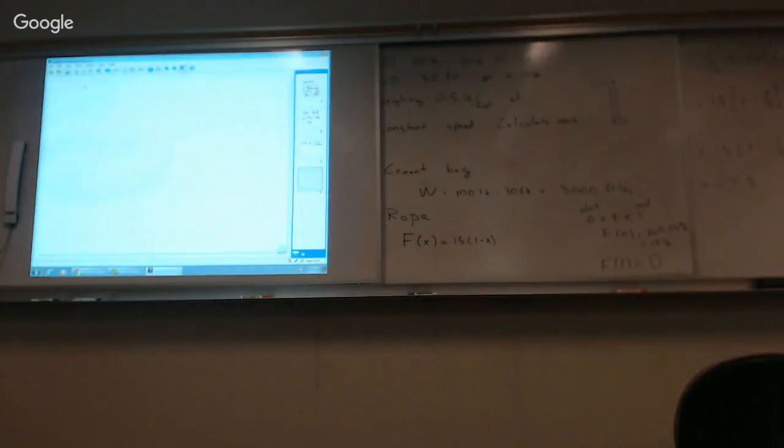Ooh, what happened to my pen? There you go. One kind, let's call that A, those are direct comparisons. And then B, the other kind of comparison we'll do is what's called a limit comparison.